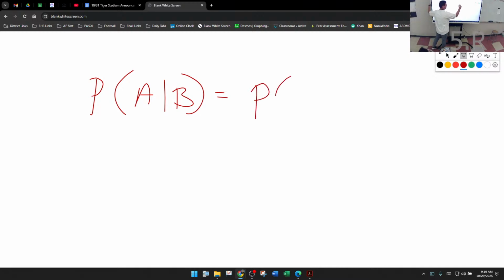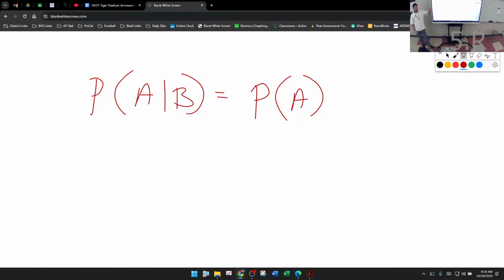Okay, here's what I mean by this, guys. Probability of A given B. Given that B happened, what's the probability of A? That's what that says. If that's equal to the probability of A, which is just that last table, then we don't care if B happened or not. If A happens whether B happened or not, they must be independent.